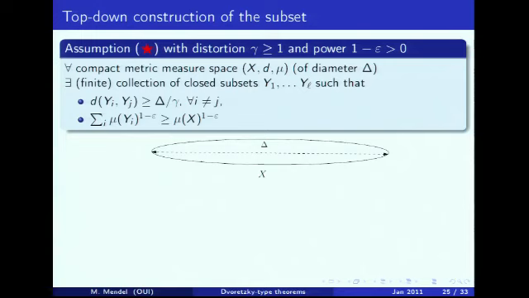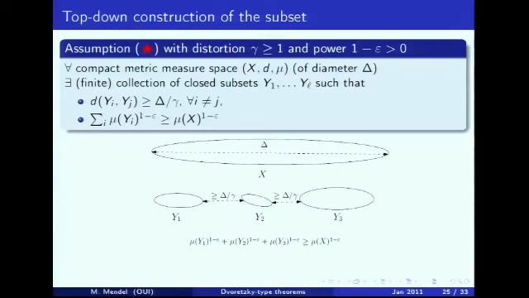So this is a picture: we have this X, we find subsets y1, y2, and y3, which are separated by a distance delta over gamma, and the sum of their measures is at least the measure of X to the power of 1 minus epsilon. Suppose we have this assumption.